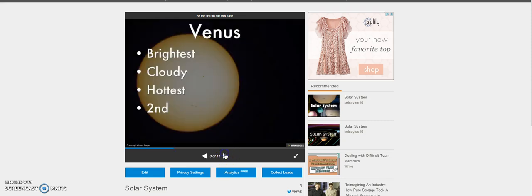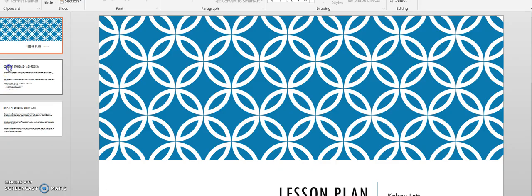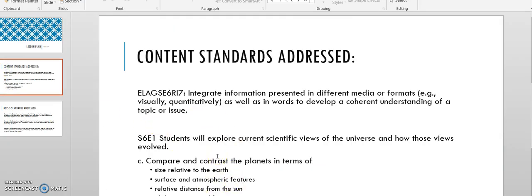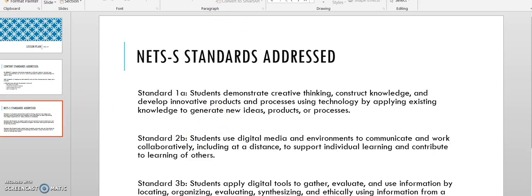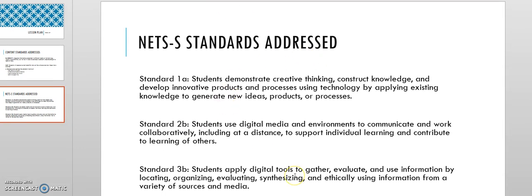So the standards that I used were, again, the content standard about comparing and contrasting planets, and then the ELA standard was just to use different media or formats to develop an understanding of the topic or issue. So they used the screencast, the PowerPoint or SlideShare presentation, and then a vodcast to explain their favorite planet and why. And then here are some of the NET standards that I used. Again, Standard 1A, Standard 2B, and Standard 3B. I'm sure you guys are all pretty familiar with those, but the students used a lot of digital media and tools to gather their information, so I think it worked out pretty well.